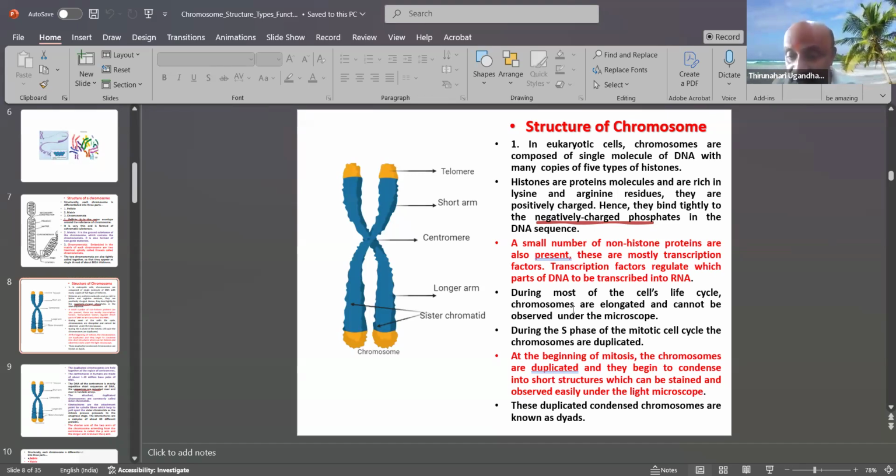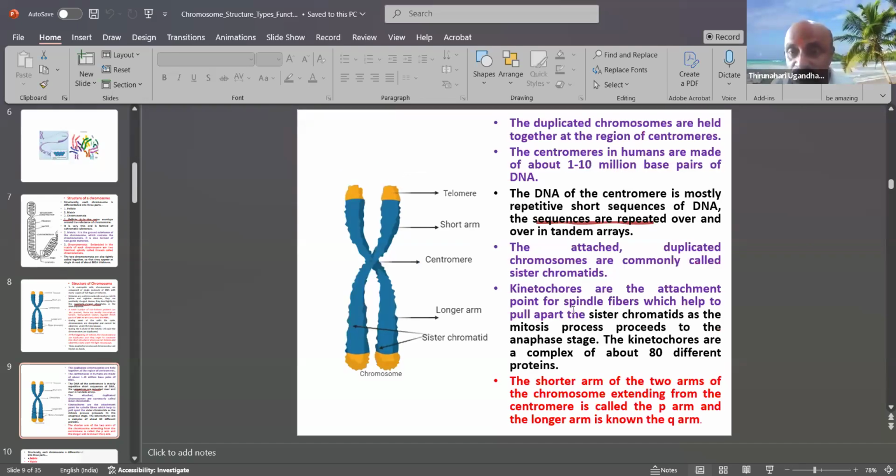These duplicated, condensed chromosomes are known as dyads. Dyads are the duplicated chromosomes formed in the S, synthetic phase. The S, G1, G2 stages are the three stages observed, and the dyad is a special structure of the chromosome. The duplicated chromosomes are held together at the region of the centromere.